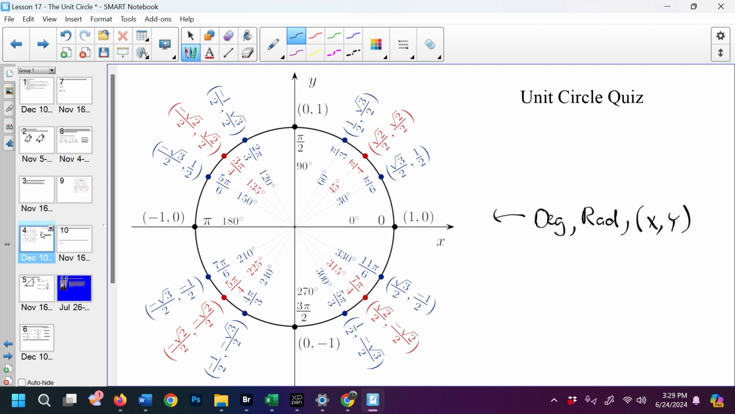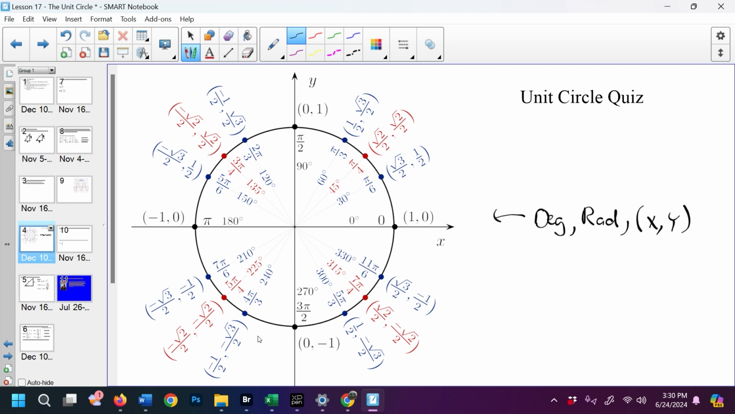Now, I am going to hand you, I probably have already done it at the beginning of the unit, a practice unit circle quiz. At some point, you are going to have to memorize all of these values. The good news is that there are a lot of values that are repeated, and there are a lot of patterns in here that are going to make it easy for you to memorize.